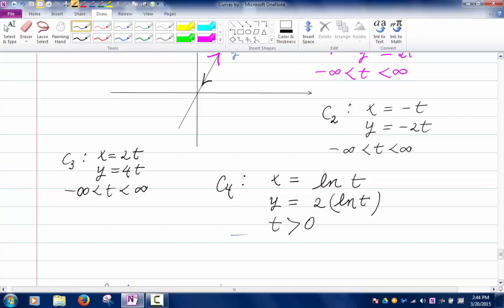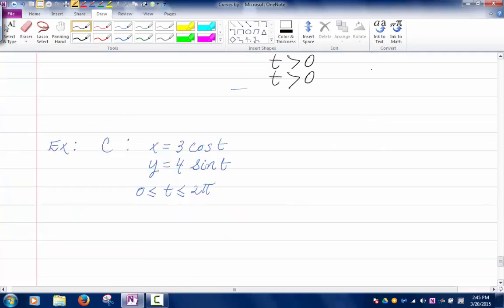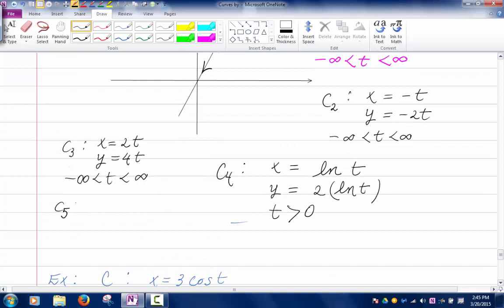Now, this is very slow, right? Ln of t is much slower than t. Ln of t is a slower growing function than t or t squared, any power of t. Any power of t is bigger than ln. So this is a possibility. Let me just give you one more, just for the fun. Let's say x is t times sine t, and y is 2 times t times sine t.